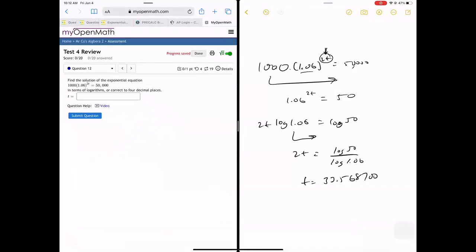I want you guys to understand what this is. 1.06 is 100% plus 6%. That's 106%. So at 6% interest, if you had $1,000 and you could hold it for 33 years, that's a retirement, you could go from $1,000 to $50,000 at an exponential growth rate. Or this is compounded yearly. Wow, that's pretty good, right? That's retirement, yo. We need to buy some good stocks.